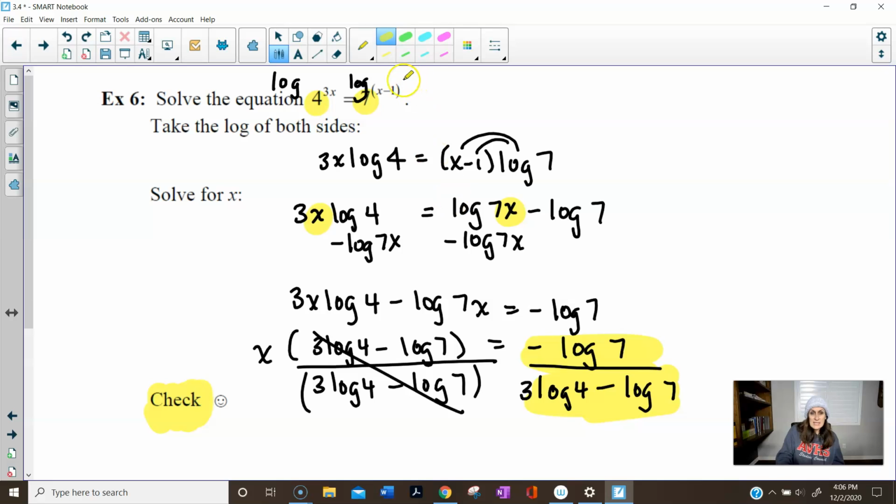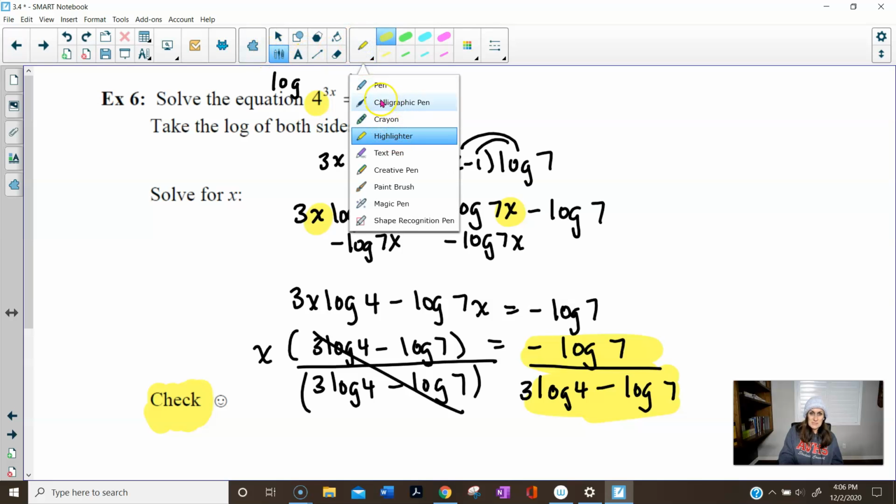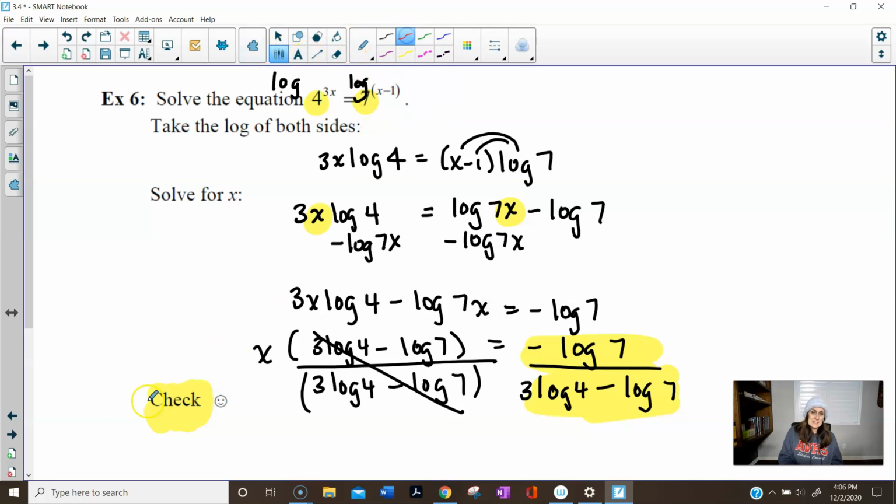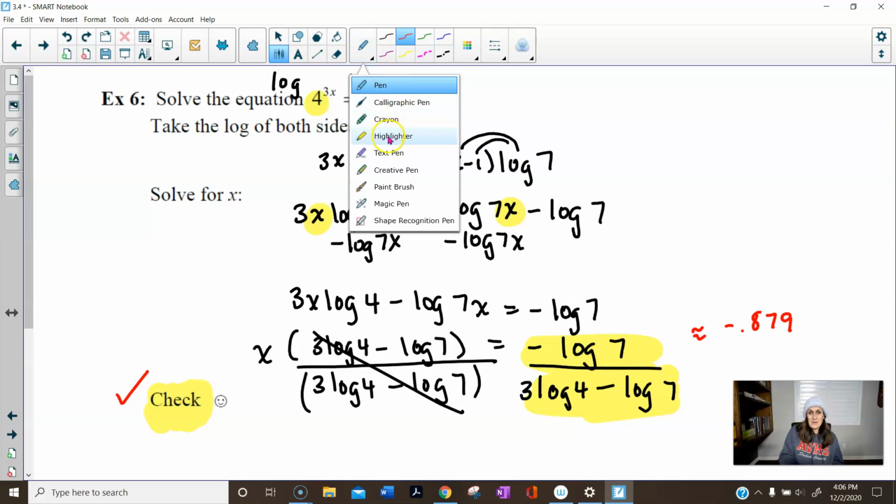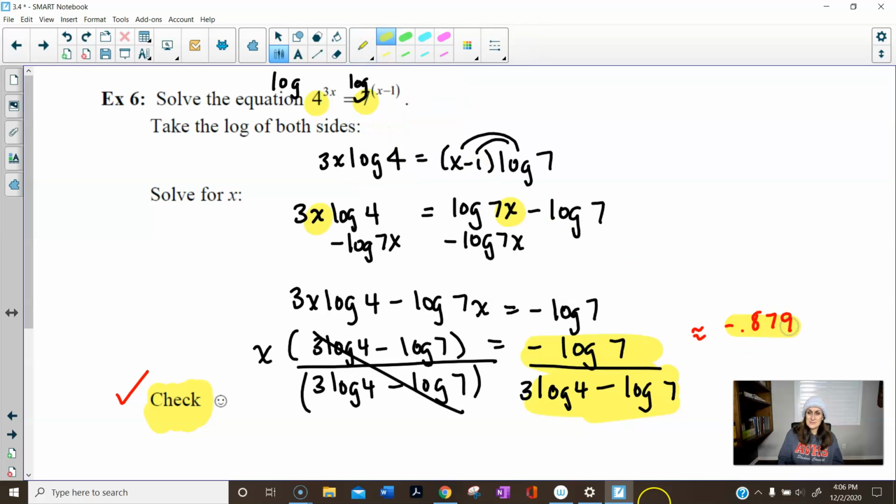You are supposed to check this. How you would check it is you would come up to the original, plug this messy old thing in for x, and see if both sides are equal. It is a little bit of a large attempt to check, and in the end, it does check out. Put this in your calculator for practice and see what you get. The approximation is negative 0.879. So that's the answer you're going to get once you plug it into the calculator.